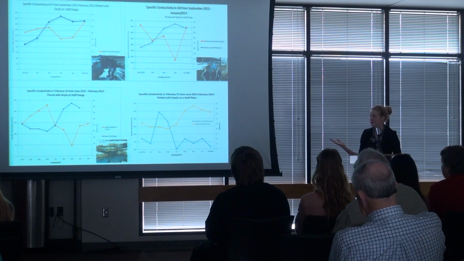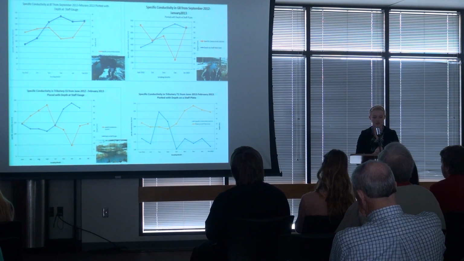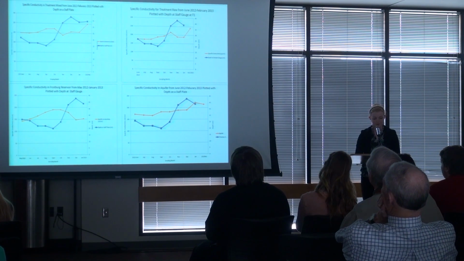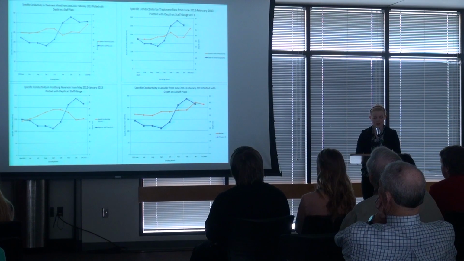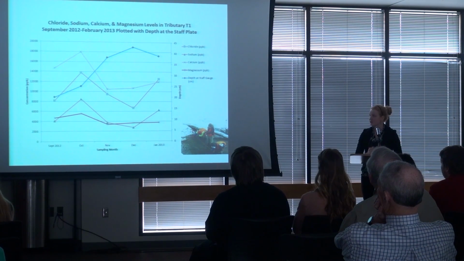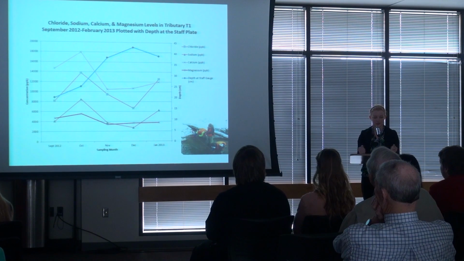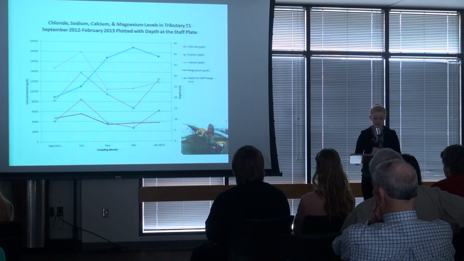We have similar graphs for tributaries C6, B7, and G8. Here, we can also see the reservoir, aquifer, treatment mixed, and treatment raw. On the next graph, the 4 red lines from lightest to darkest measure calcium, chloride, sodium, and magnesium concentrations. The blue line, once again, represents the depth of the tributary of the staff plate. Similar to our other data, the chemicals and water depth have an inverse relationship. As the amount of water increases, the concentration of the chemicals decrease.